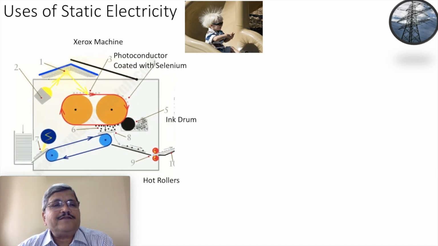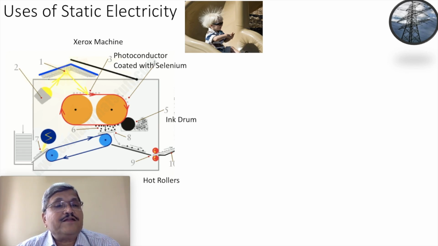The first one is the Xerox machine. The Xerox machine works on the principle of static electricity. You can see number one, it is the book of which the copy is being taken. Then number two is the light source. It is a very bright light. And the conveyor, the red conveyor on the rollers that you are seeing, is a photoconductor coated with selenium.